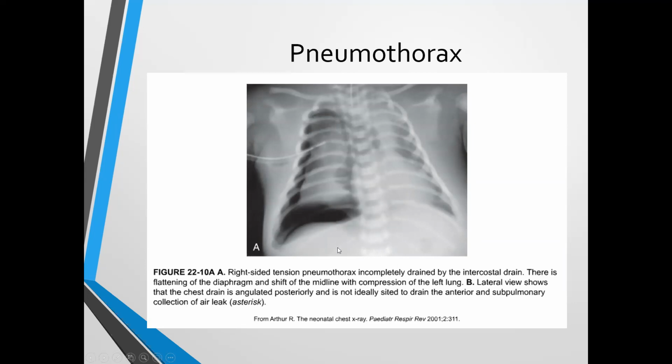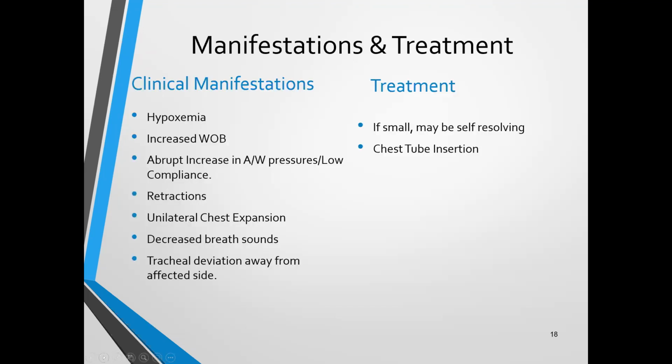It's a little bit difficult to see, but they're talking to it at least. So, right-sided tension pneumothorax, drained by intercostal drain. There's a flattening of the diaphragm. You're looking at a shift of the midline with compression of the lung. Let me be clear that if the trachea shifts, and it's a unilateral pneumothorax, it's going to shift away from the affected side. So the air that's outside of that lung is pushing the anatomy to the other side.